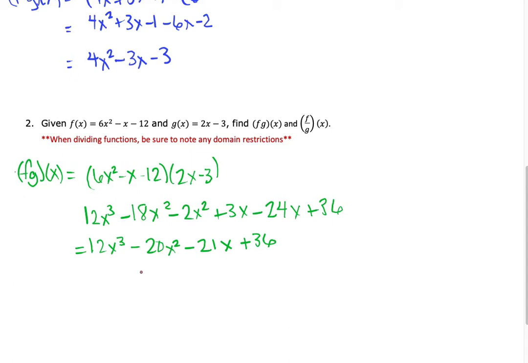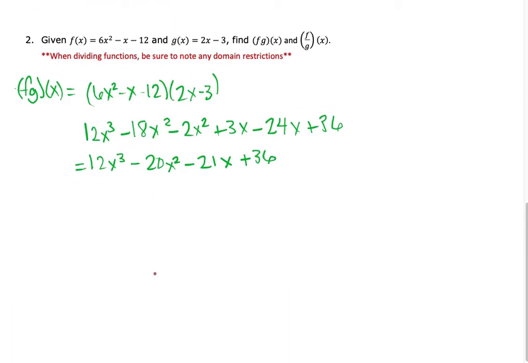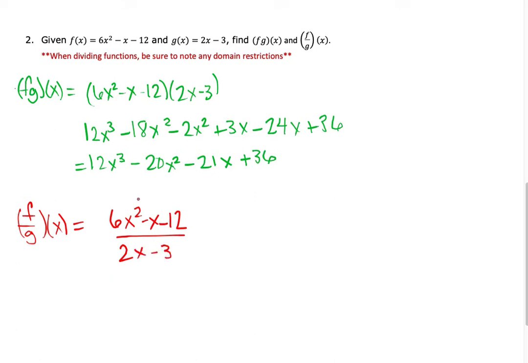I will do the division next. So when I have f divided by g of x, all I do is put the first function as the numerator and the second one as the denominator. And I'm actually going to factor this top and see if I can reduce this at all.